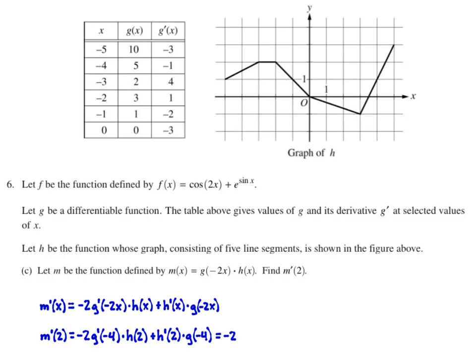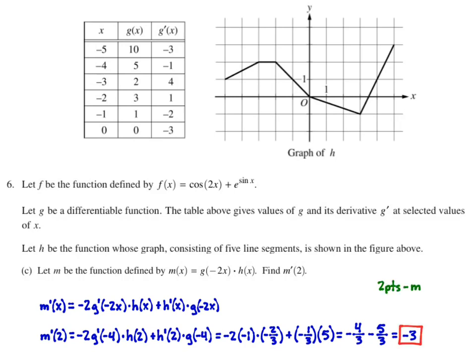And then plugging that all in, you have negative 2 times negative 1 times negative 2/3, so that's for the first part. And then we need h prime of 2, which is again negative 1/3. And then we need g of negative 4. G of negative 4 is going to be 5. And then from there we just simplify this. We end up with negative 4/3 minus 5/3. That's negative 9 over 3, or negative 3.